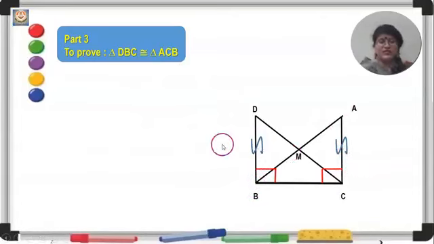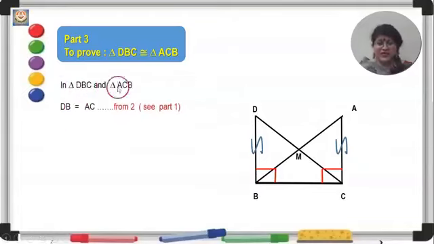Now look at these indications. Where did these indications suddenly come from? If you look at the first part, in the first part we had proved AC congruent to DB, right? In the second part we proved this angle 90 degrees. That is why I have put these indications.